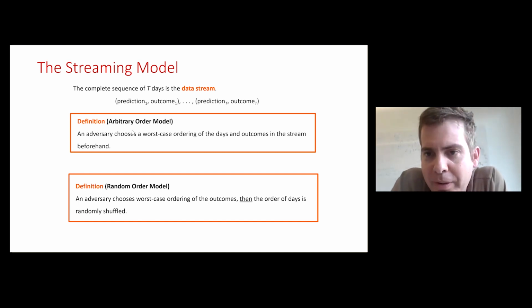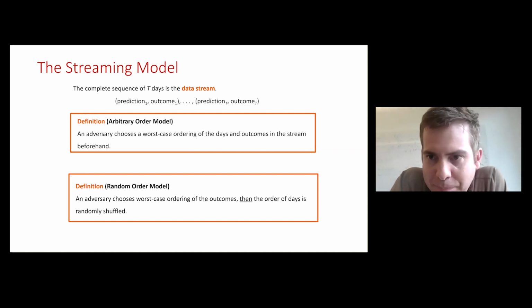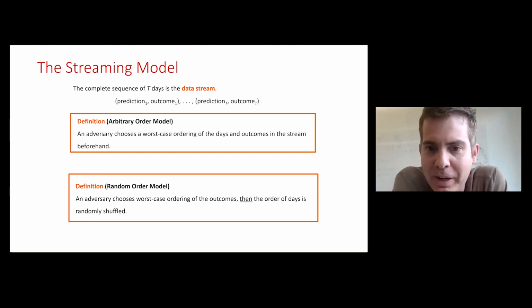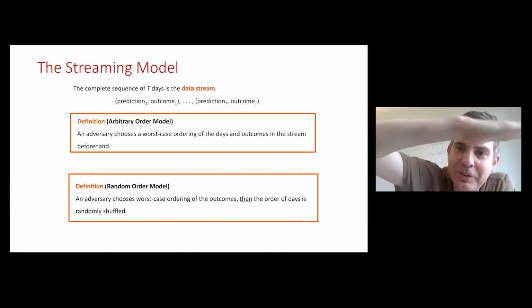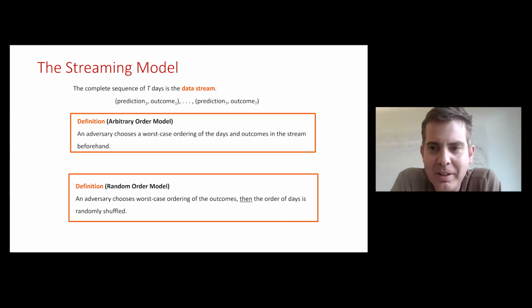And there are two notions of data stream model, certainly not unique to this work. There's the standard arbitrary order model, which is the usual data stream model, in which case the stream is arbitrarily ordered. So you can think of having an adversary choosing a worst case ordering of the days, and whatever input it wants for the predictions of the experts and the outcome on that day. And you see all the predictions of a day at once, but it can order the days however it wants. That's the arbitrary order model.